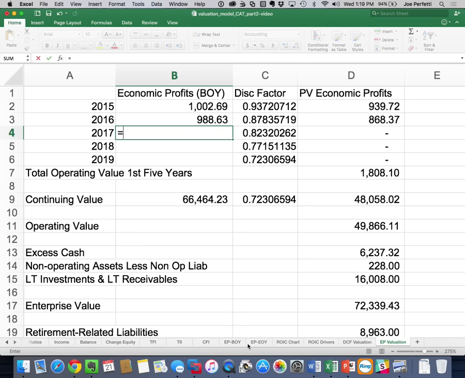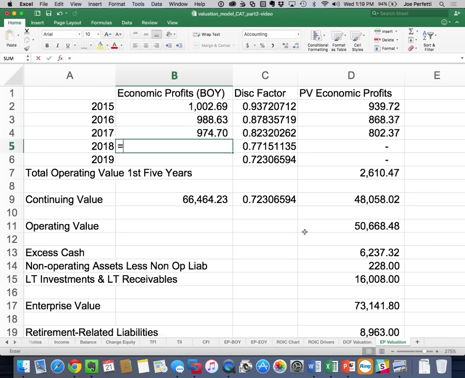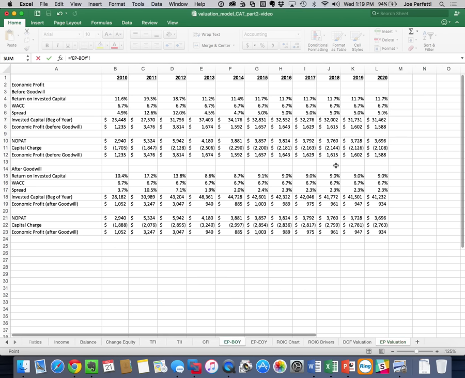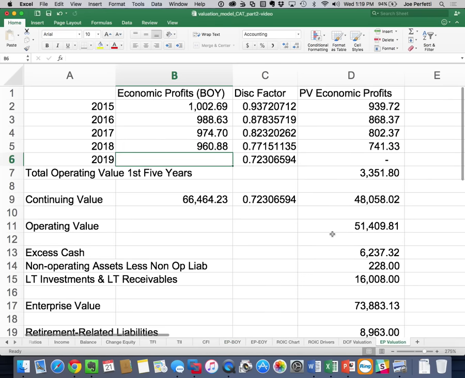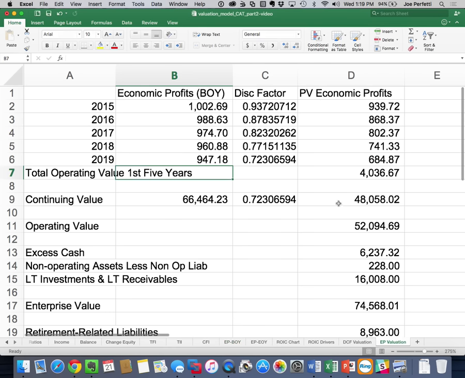2017 is I23. 2018 is J23. And 2019 off the BOY tab is K23. So G, H, I, J, K. Make sure you're getting these off the BOY tab, not the EOY tab. So when we add those up, that's the change in value that CAT is adding to its invested capital in the first 5 years, $4,036.67 million.